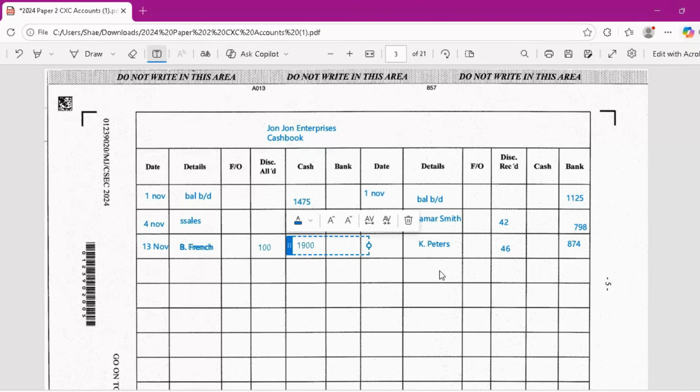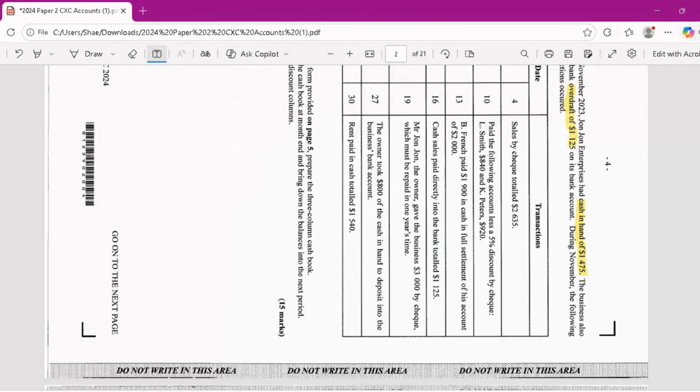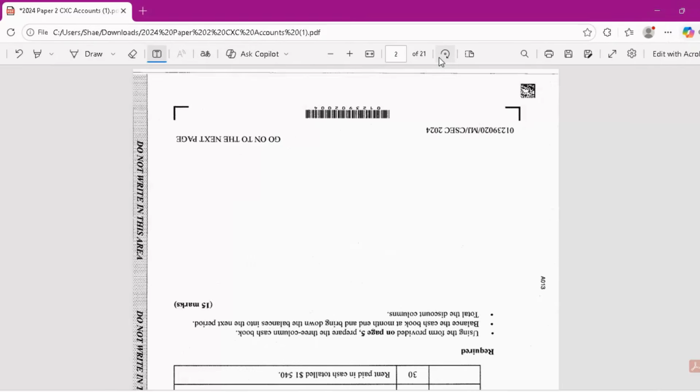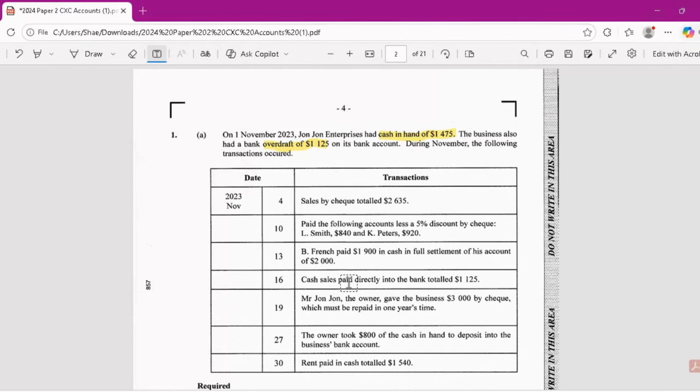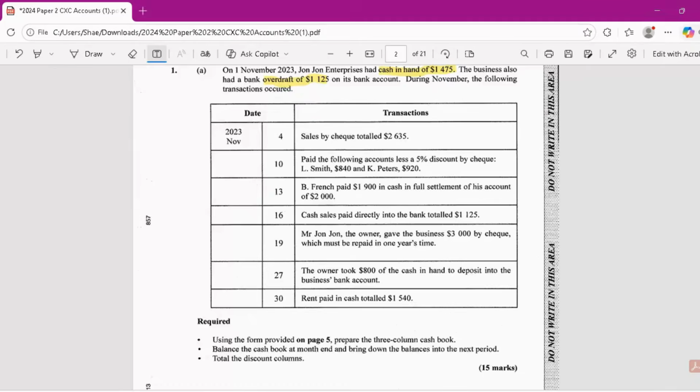All right, so once you have done that, remember we debit because we're receiving the money. This is a customer, so we have to debit it. So once you have completed that, you go back up to your table and look for the next item. So 16th, cash sales paid directly into the bank, total $1,125. So again, you're making sales, so you're collecting money, and therefore you go on your debit side.